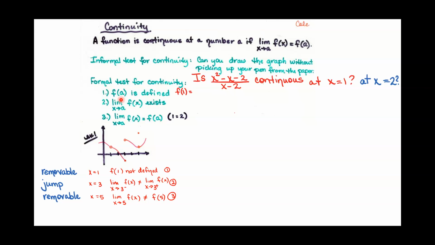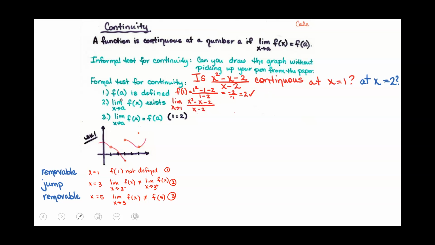All right, so if it's defined, I should be able to put 1 into the function and get a value. All right, so if I plug 1 into that function in the place of x, I'm going to get negative 2 over negative 1 or positive 2. So yes, the function is defined. When I plugged in 1, I got a numerical value.